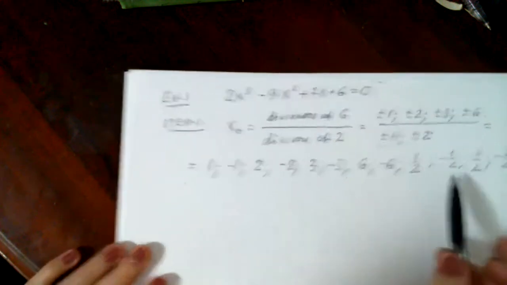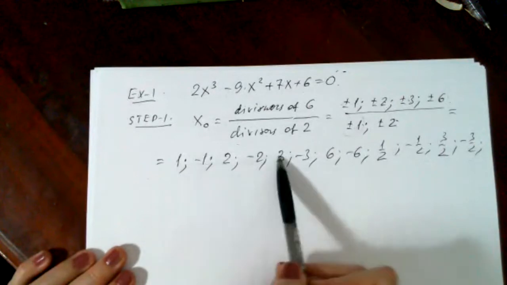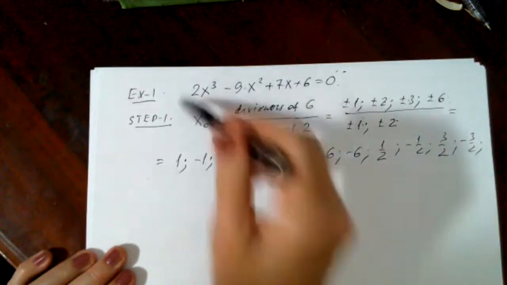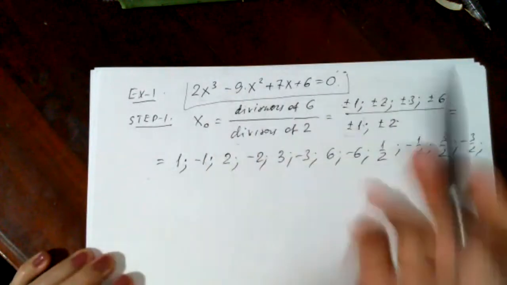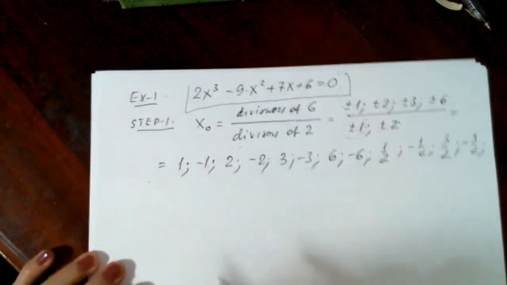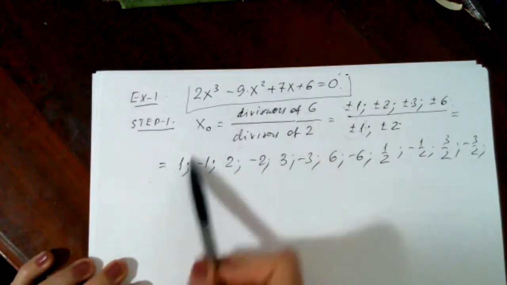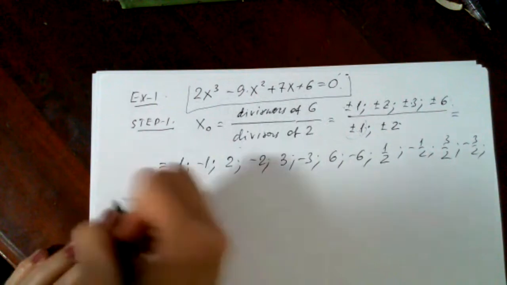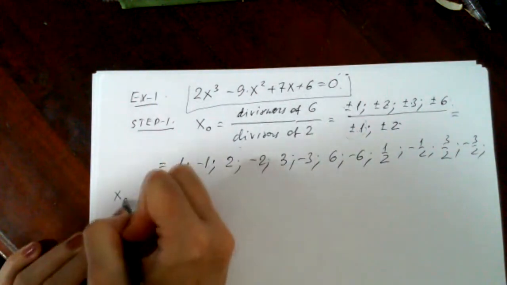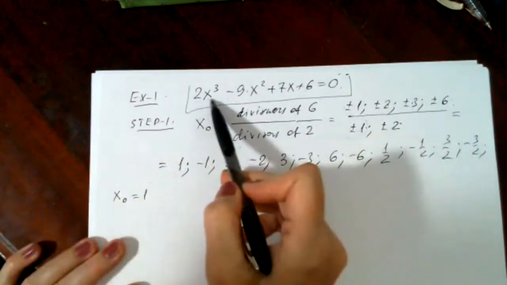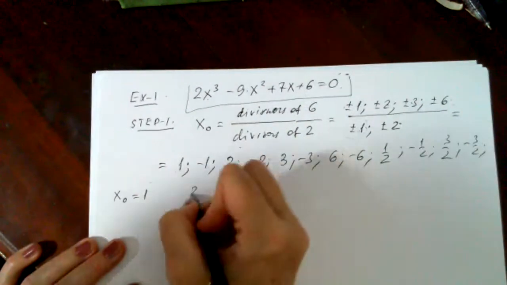What are we going to do with them? We're just going to take them one by one and plug into our cubic equation, until we get the right answer. Maybe we will be lucky with the very first root, who knows. Okay, let's try to take x0 equal to 1. What do we need to do? We need to substitute 1 in this equation.